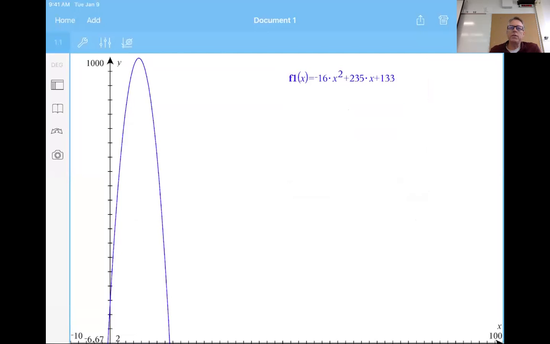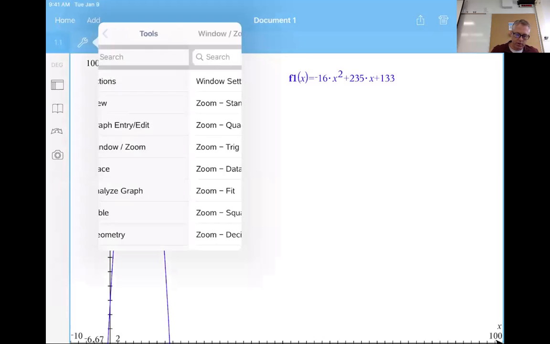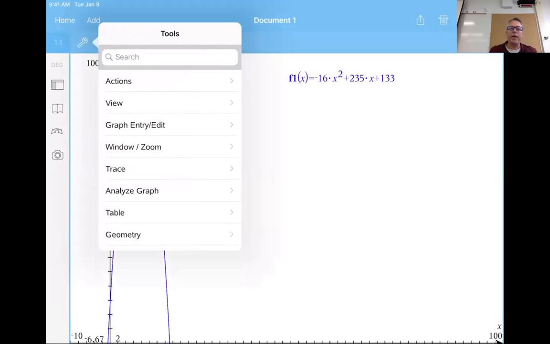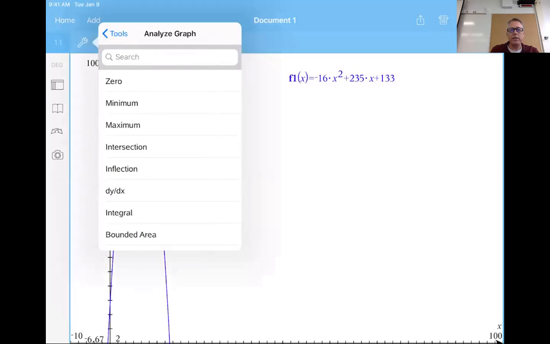Now remember, this is the height of the rocket over a certain amount of time. So I want to know how long the rocket is in the air. Well, that means what is the x-intercept? When does it get down to the bottom? So I'm going to go to my toolbar. I have to back up to Tools, and I want to analyze graph. And I am going to try and find the 0.